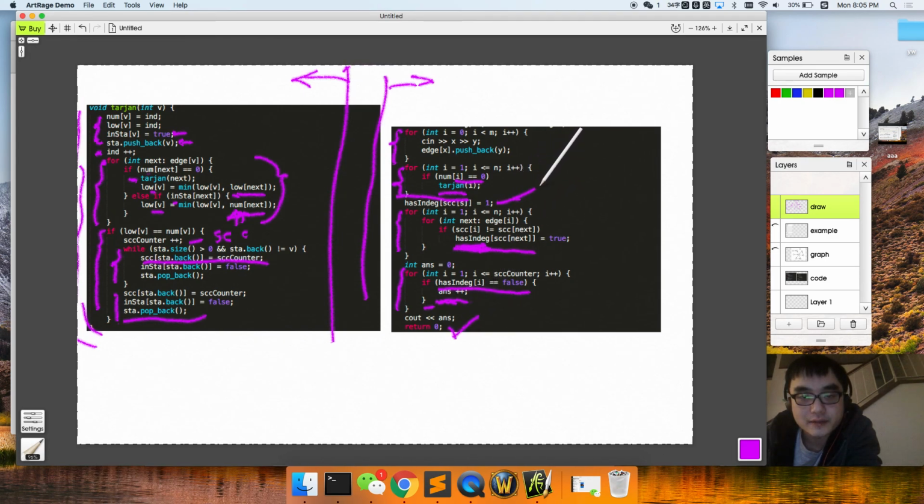One callout is that if the SCC has the starting node in it, then we set its in degree to 1, right? So this is obvious. So I guess that's all.